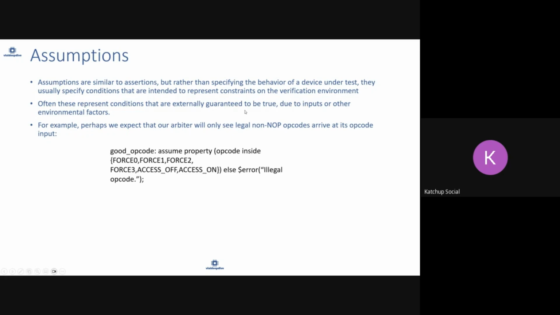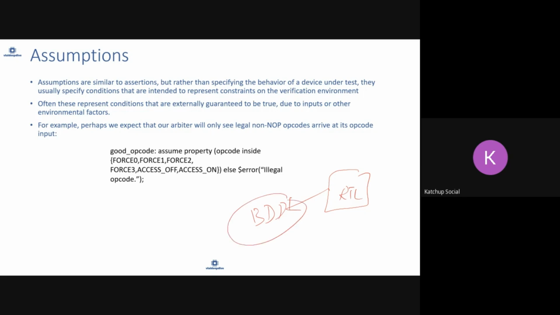Sometimes assertions are not good enough. Sometimes, whatever RTL you have given, which is then converted into BDDs, you cannot verify without some assumptions in the design.